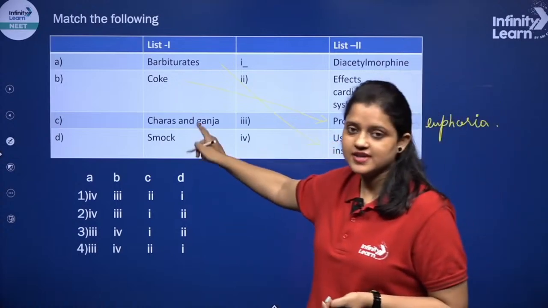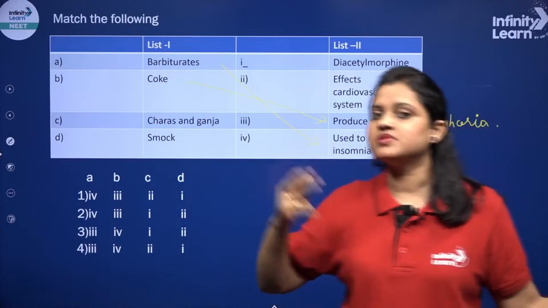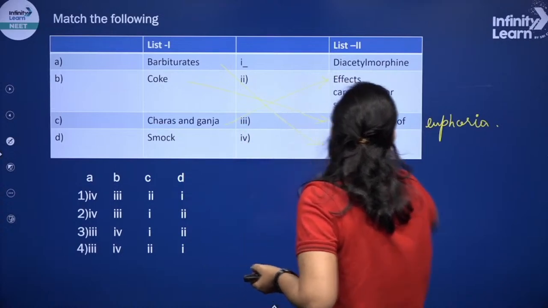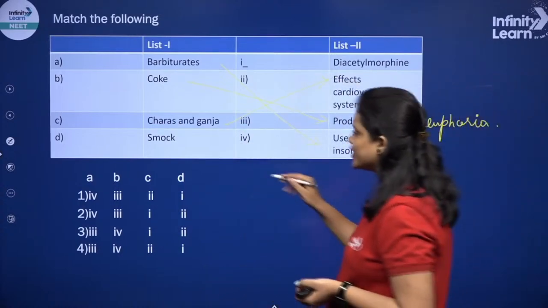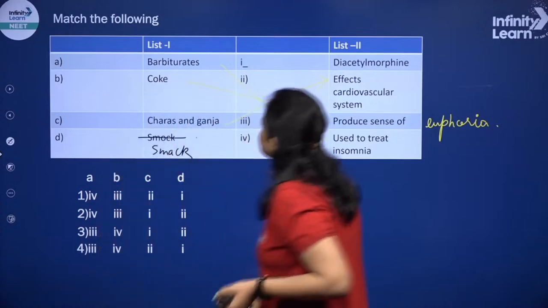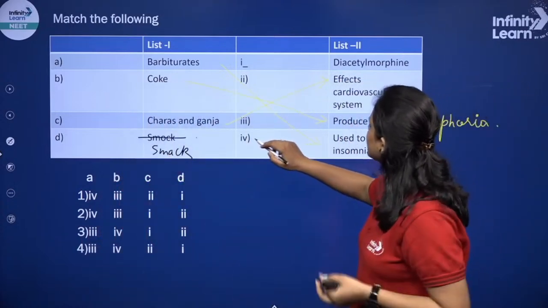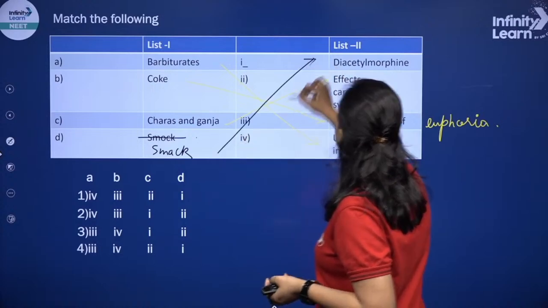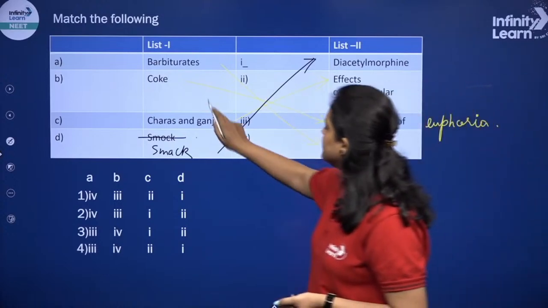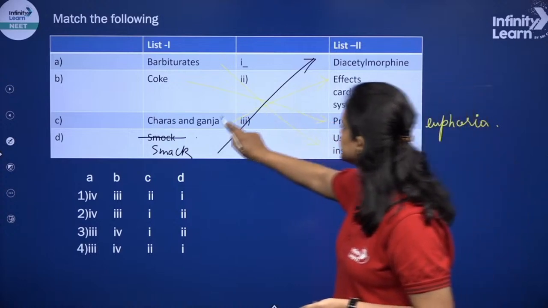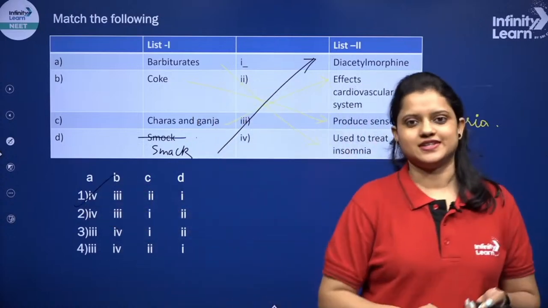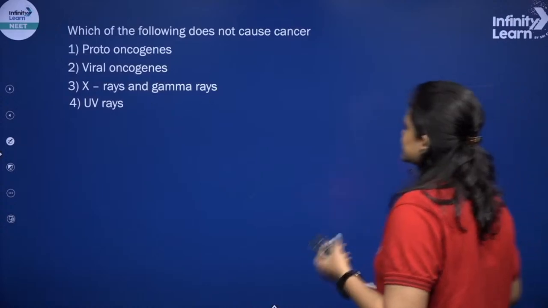Charas and ganja are cannabinoids that we get from Cannabis sativa. And these cannabinoids will affect the cardiovascular system. And this smack, it should not be smoke, it should be smack. Okay, and this smack is actually heroin, that is diacetylmorphine. So now let's see what will be the correct answer. A will be matched with 4, B will be matched with 3, C will be matched with 2, and D will be matched with 1. So correct option will be the first one. Understood? Now let's move on to our next question.